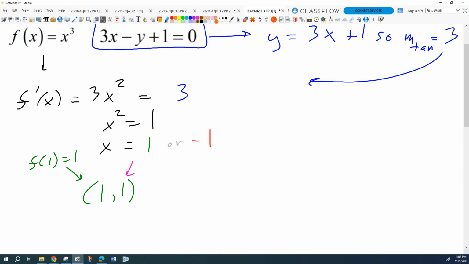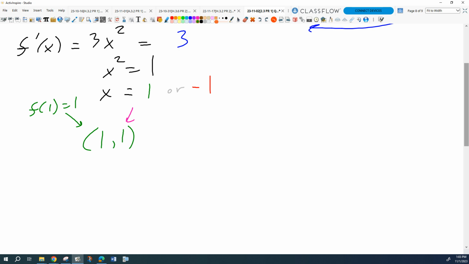Okay, so now we're just going to use point slope. So to find this line, we go y minus 1 equals 3 times the quantity x minus 1. There's our line. If we distribute the 3 and add the 1, what do we get? What's our line? 3x minus 2? Yeah, I buy it.